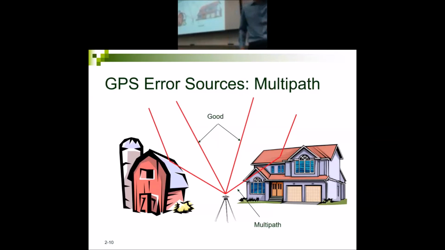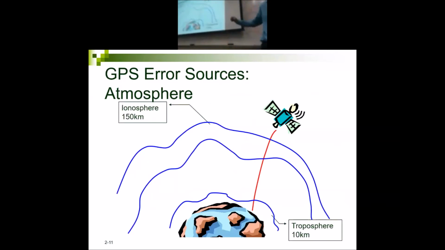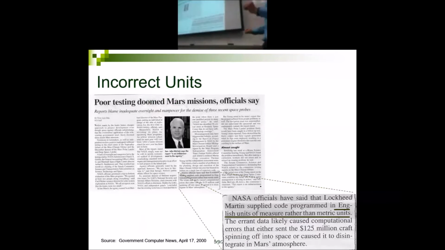So you might need to wait for a time of day or whatever. So there's lots of different types of GPS error that we can run into with the ionosphere. Make sure you have the correct units.